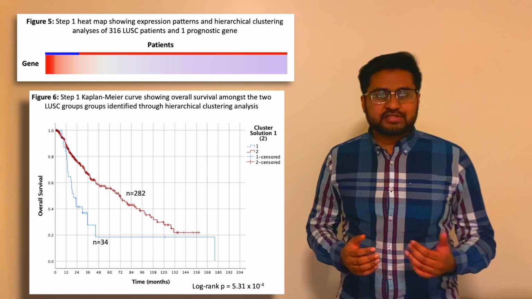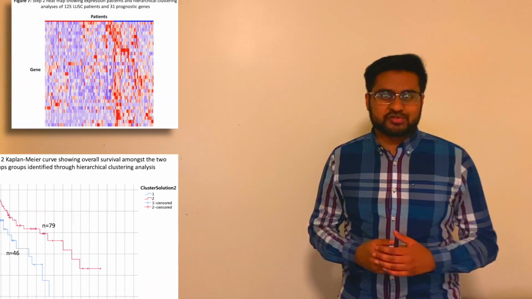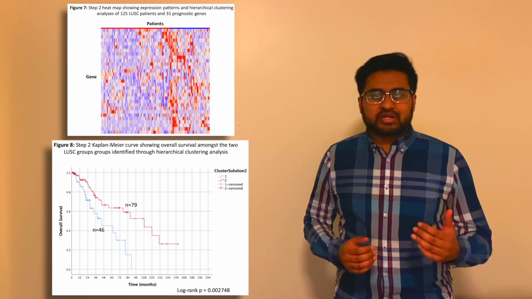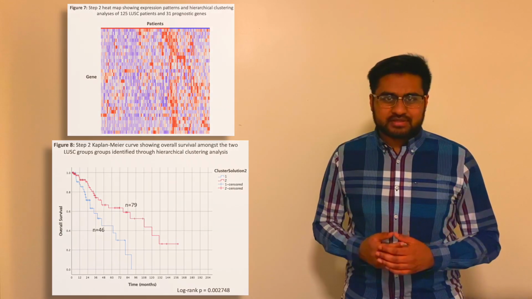From here, a second set of analyses was run on only the red group. And here are those results. As we can see, the red group has extraordinary prognosis with a median survival of 108 months.